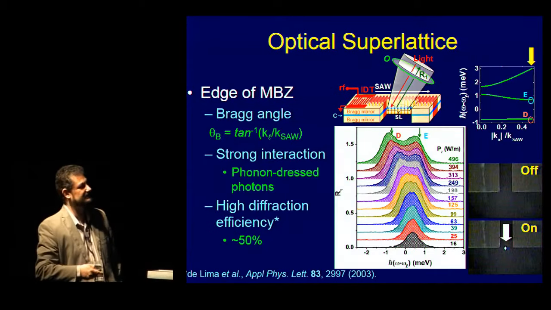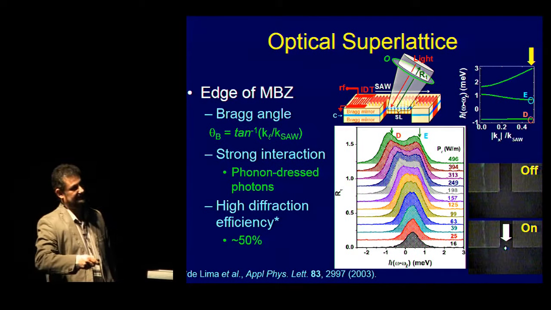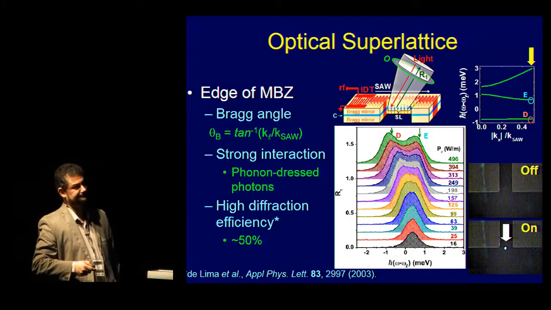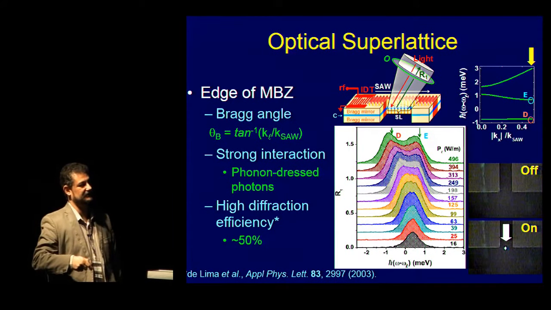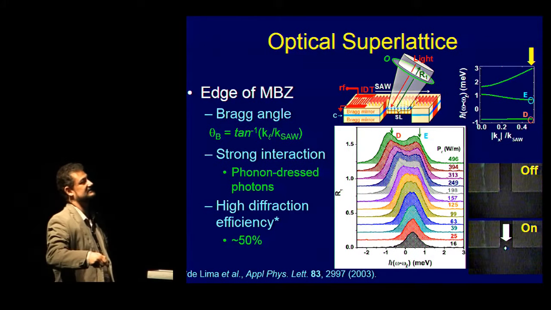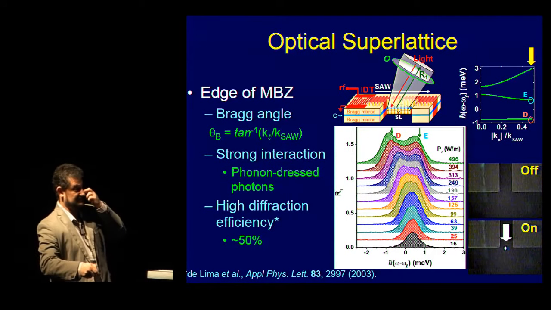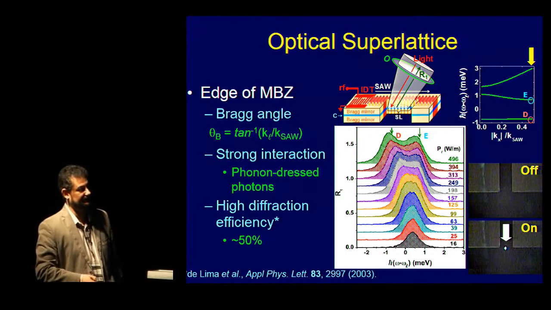I'm not going into all the details, but it's also nice because if you apply light that comes at the Bragg angle, you can have Bragg diffraction, but not just a regular one, with a very, very high diffraction efficiency. We got close to 50% of the light diffracted back. This also works like a device: if you turn off the generator, you have no light coming back, and when you switch on, you have 50% of the light coming out in this direction.